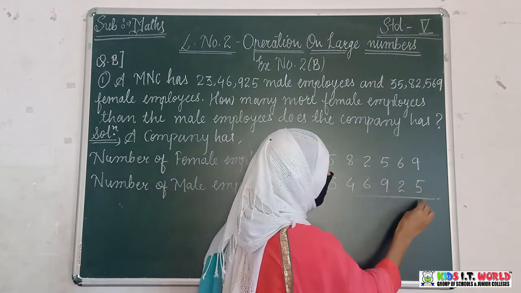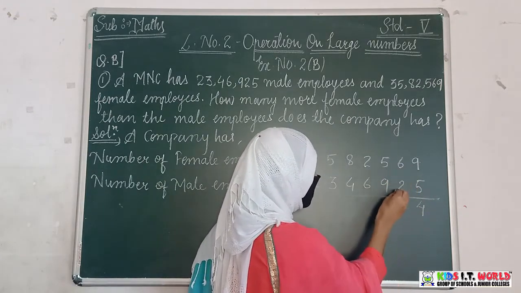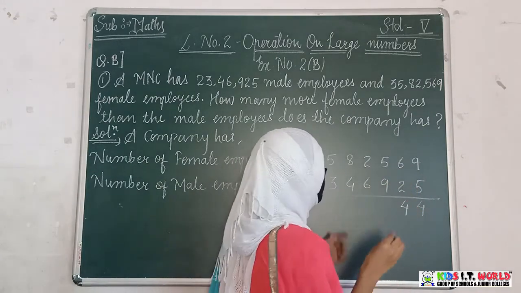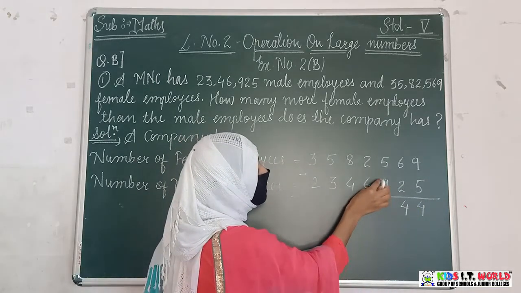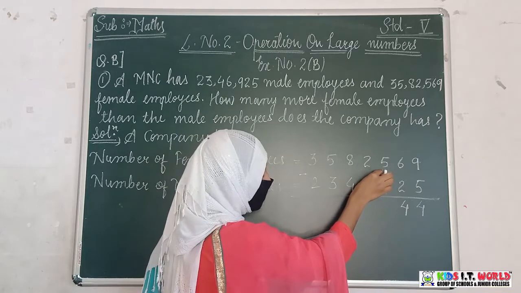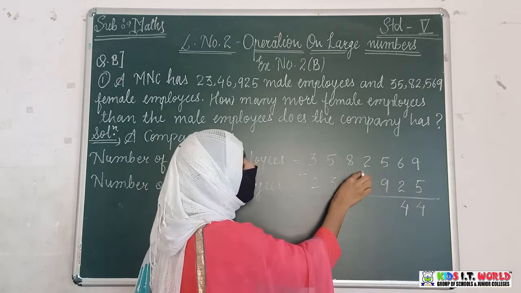9 minus 5, it is 4. 6 minus 2, it is also 4. 5 minus 9, it is not possible to do the subtraction because 9 is greater than 5. So for doing the subtraction we have to borrow from another number.